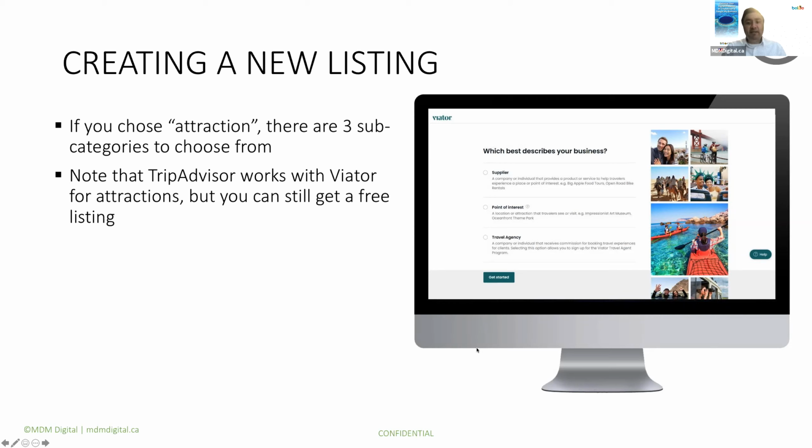And again, you will see the 3 categories here: supplier, point of interest, and travel agency. As an example, if your business helps travelers with an experience of a place or point of interest, like a tour or maybe bike rentals, you can select supplier. If you have a physical location, it could be a museum, or maybe a theme park, or maybe a specific point of interest, then select point of interest. And obviously, if you're a travel agency, then this is what you select.